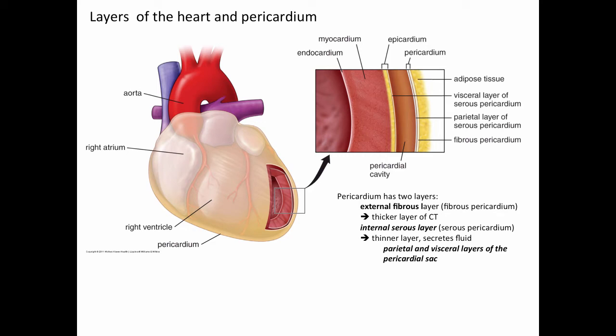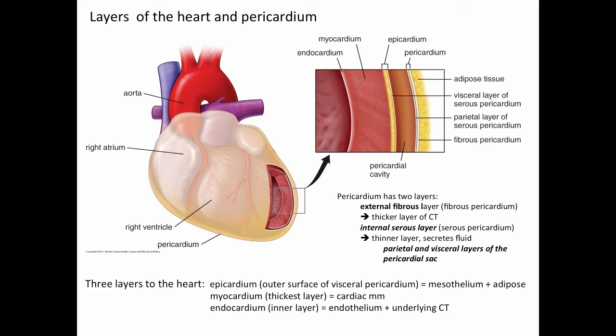And then there's an internal serous layer, the serous pericardium. That's a thinner layer, and that actually secretes a fluid. And the serous pericardium can be divided into the parietal and visceral layers of the pericardial sac. And you should appreciate that from gross anatomy.